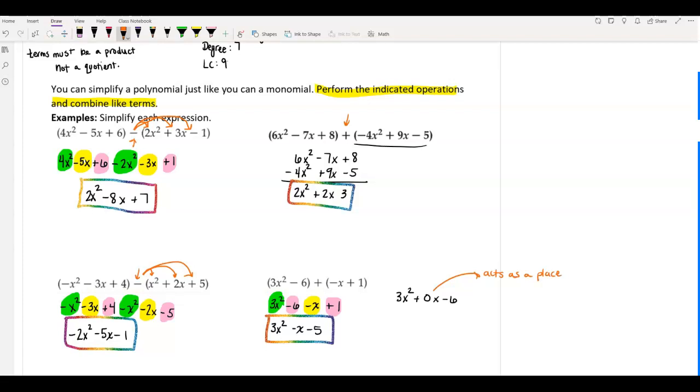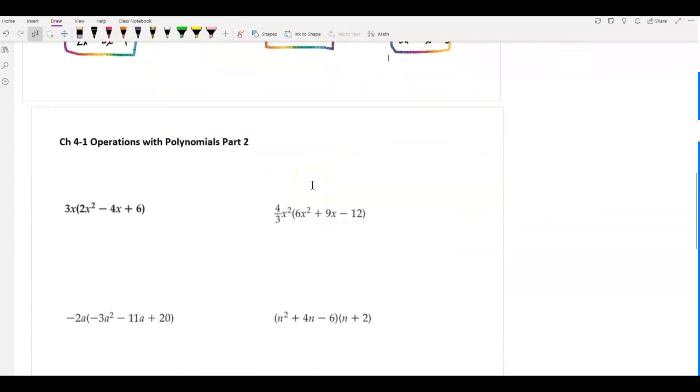And placeholders are very important, especially as we go on in chapter 4 and we start dividing polynomial expressions. And then we have our negative x plus 1. And if we go ahead and just go vertically down, we would get the same exact answer. One has a placeholder, one does not. Both get us the same exact answer. So it's really up to you. All right, let's continue going down.